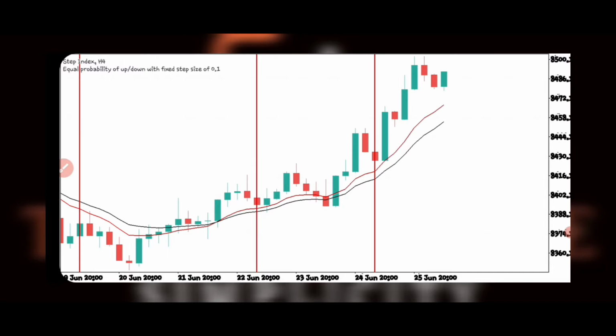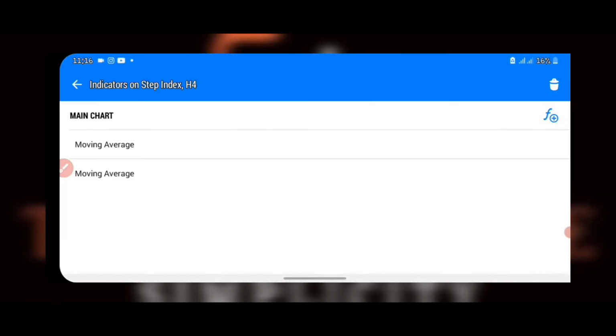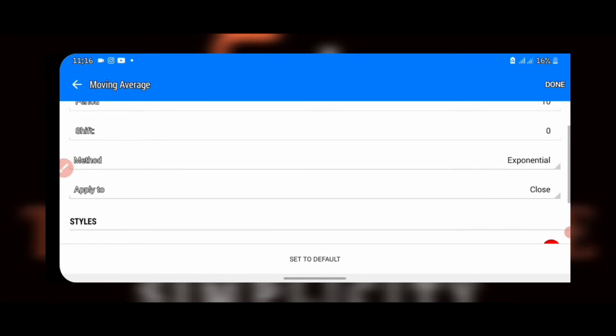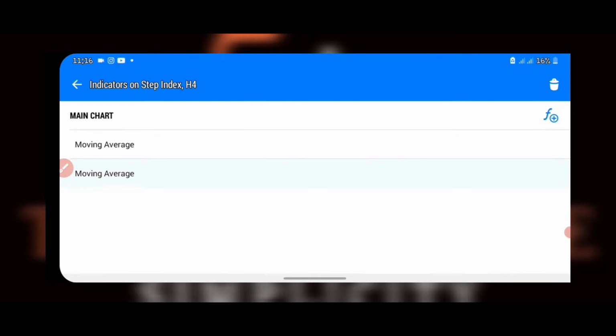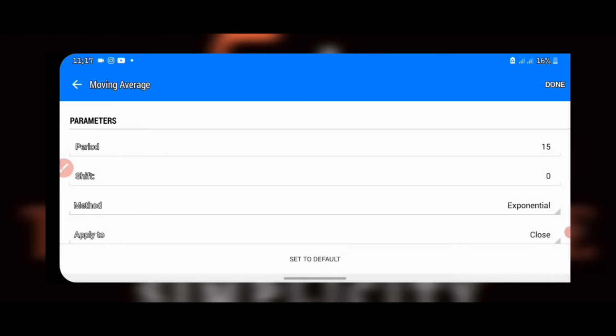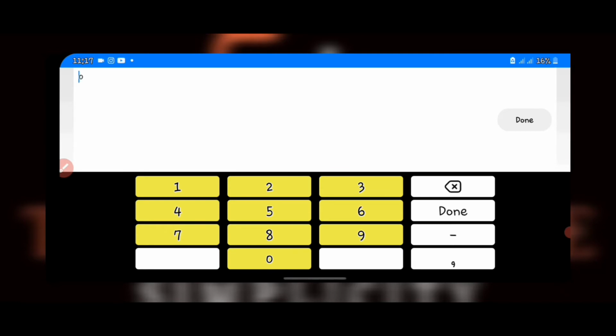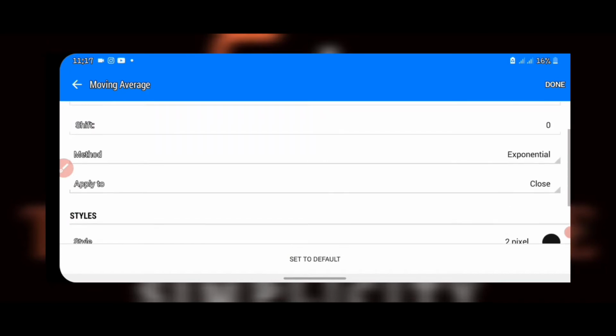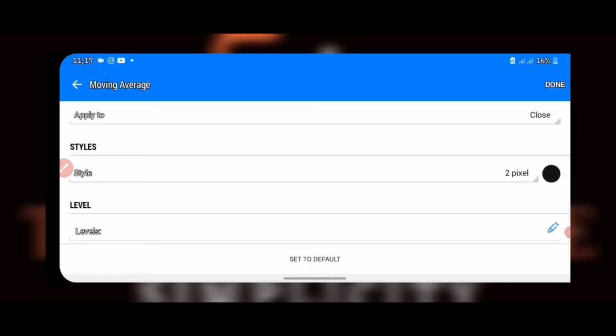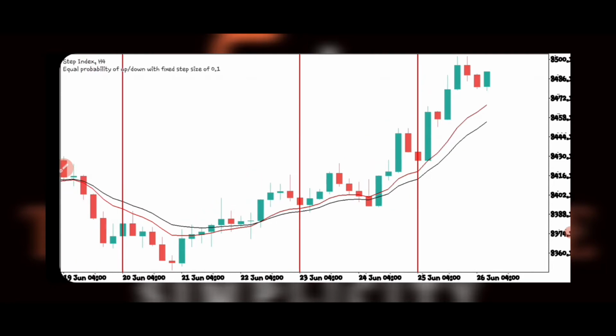So on the screen you can see I have indicators. Of course, I do have indicators. I'm not against indicators. On my screen I have the 10 period moving average. Period method is exponential, style is 2 pixel, color is red. The second EMA I have here is the 15 period EMA, color is black, pixel is 2. So that is what I have on my screen right here.